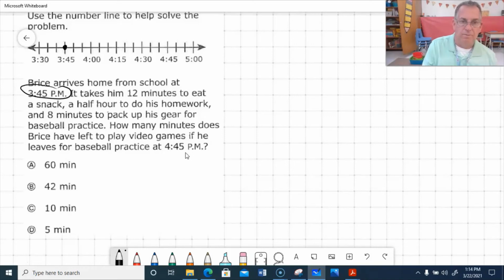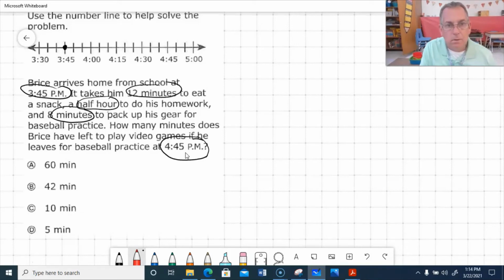Okay, it takes him 12 minutes to eat a snack, half an hour to do his homework, and 8 minutes to pack up for baseball practice. And he has to leave to go to baseball practice at 4:45. So I'll put another dot right here at 4:45, which is going to be right here. A red dot. That's when he has to leave by.